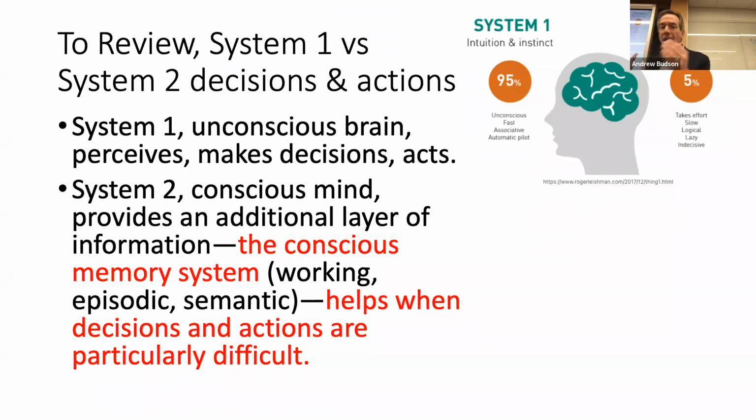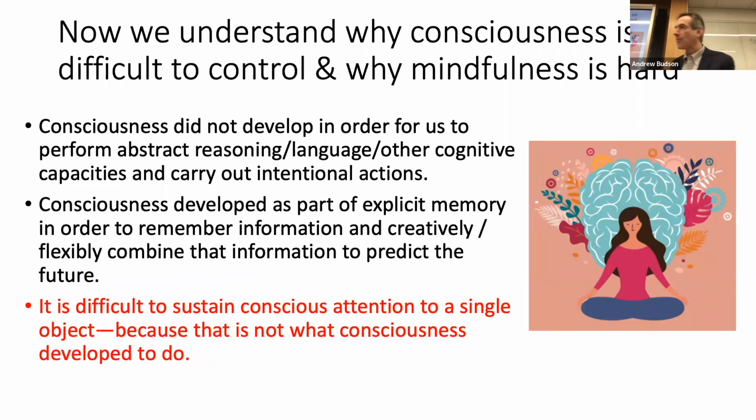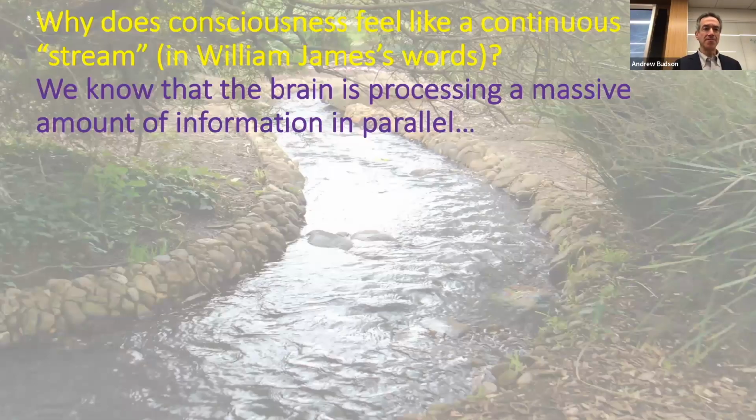So anytime you have difficult decisions and actions, you're going to be using the conscious memory system, using this System 2. And if we think about the fact that consciousness is a memory system, and it's to help us remember things and plan for complicated decisions and actions, now we understand better why it's difficult to control, because that's not what it developed to do.